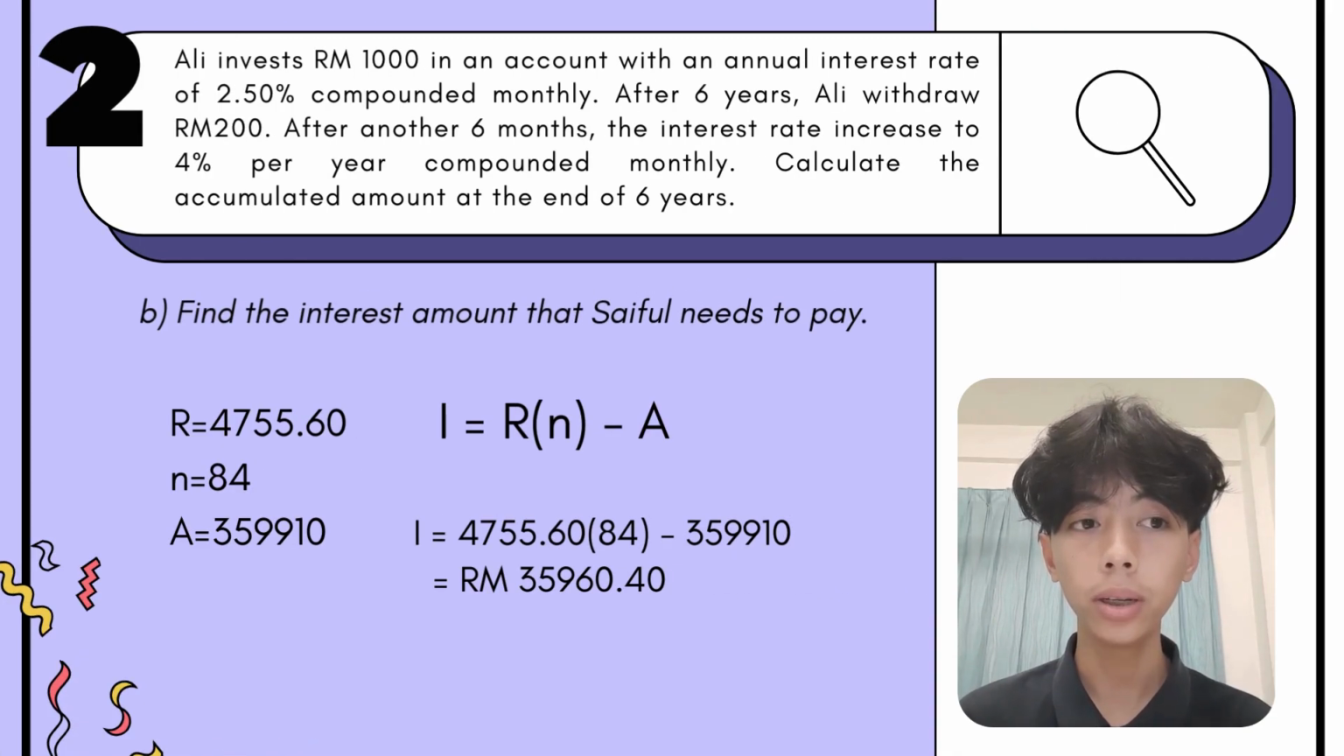The suitable formula to solve this question is I equals R bracket n, minus A. Our R is 4,755 ringgit, 0.60 cent. Our n is 84. Meanwhile, our A is 359,910. After we substitute the information given into the formula, I equals 35,916 ringgit, 0.40 cent.